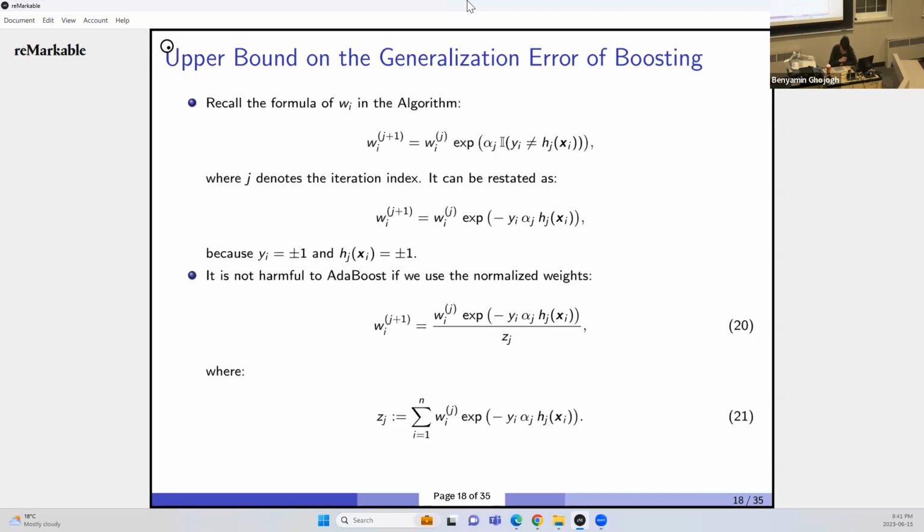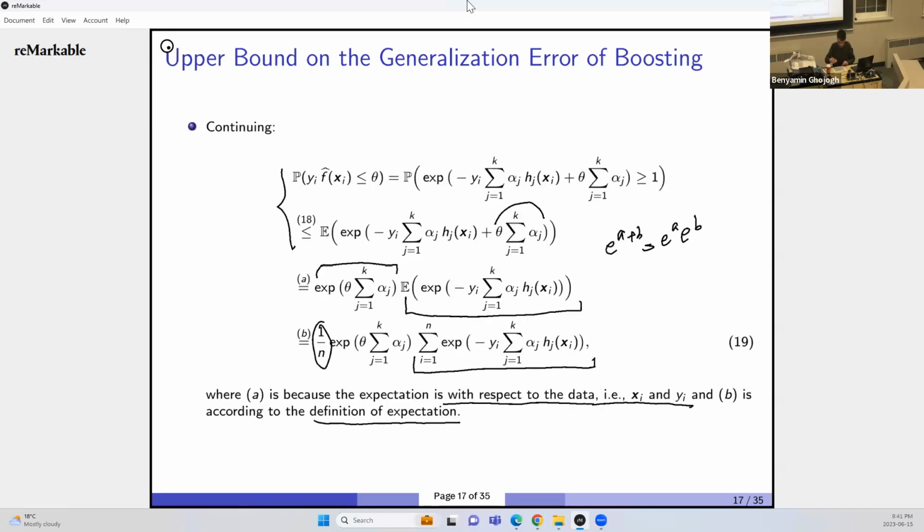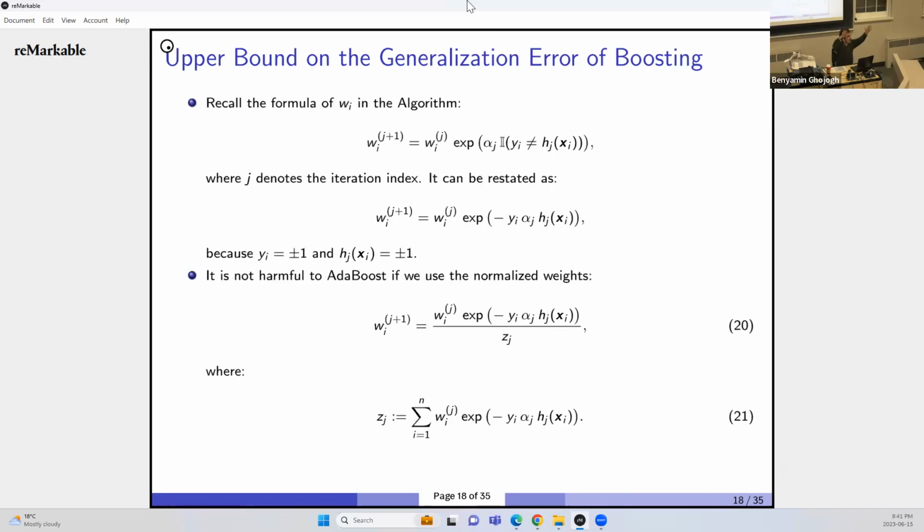So now we wait here. We go with another path, and these two paths will reach each other. Just as I said, we need to be patient in math here. Recall the formula of Wi in the algorithm: Wi, j plus 1 equals Wi of j times e to the this. This was the formula in the algorithm, where j denotes the iteration index, okay?